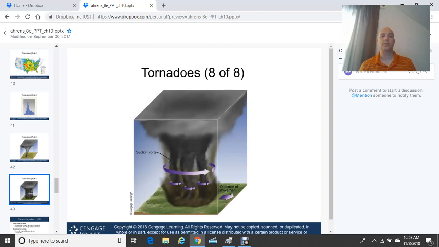So these are called suction vortices. And you could have multiple ones. There are some cool videos out there. You can actually see mini suction vortices spinning around a main tornado. This has happened before, and it does occur.